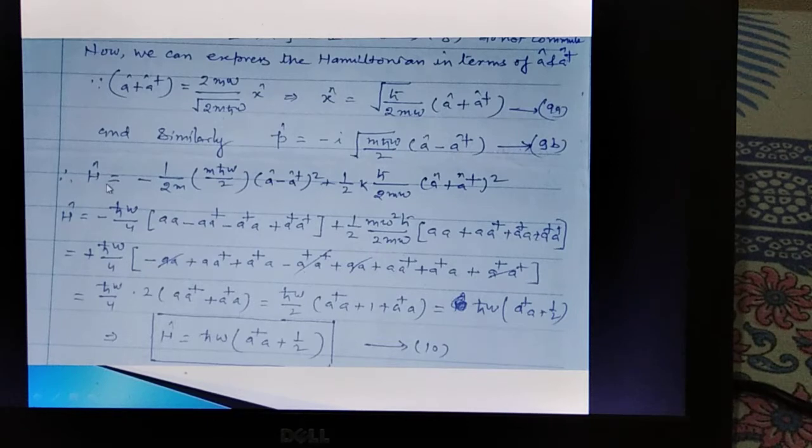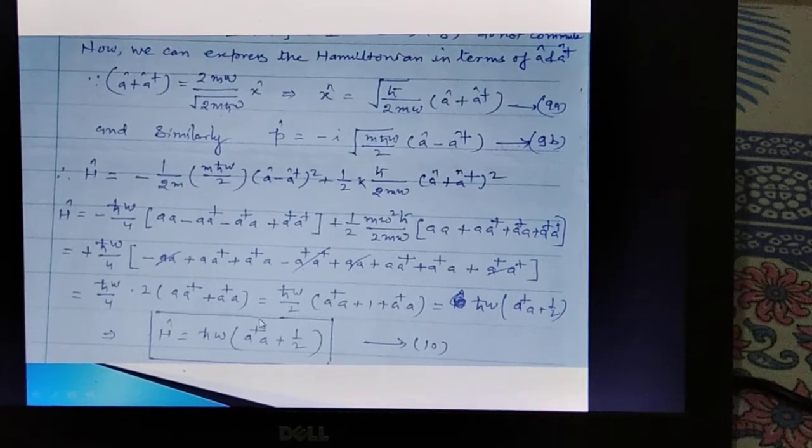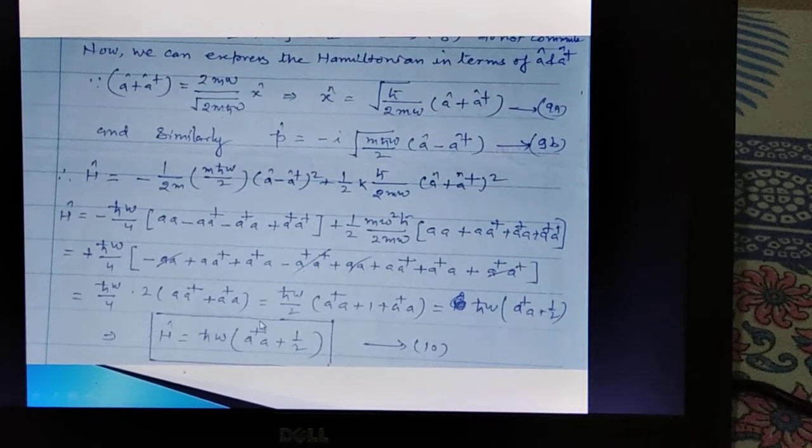So on putting the value of P and X from equation number 9 in H equal to P square by 2m plus 1 by 2 kx square, and then after solving, you have H equal to h cross omega (A dagger A plus A A dagger), and A A dagger can be written as A dagger A plus 1. So H equal to h cross omega (A dagger A plus 1 plus A dagger A), so capital H equal to h cross omega into (A dagger A plus half).